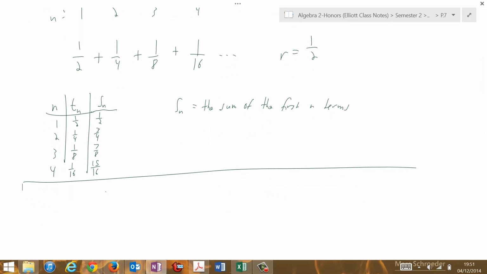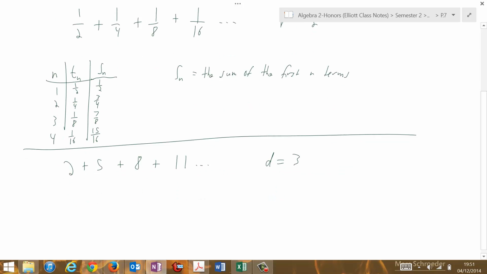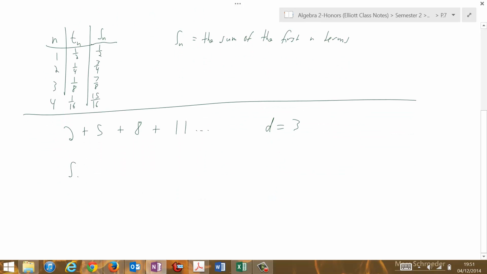Let's try an arithmetic sequence of 2, 5, 8, and 11. And this is going to be where the d here is 3. And as a series, I can write it like this. And I can ask you, what is S of 3? Well, S of 3 would be equal to 2 plus 5 plus 8, the first three terms, which is 15.